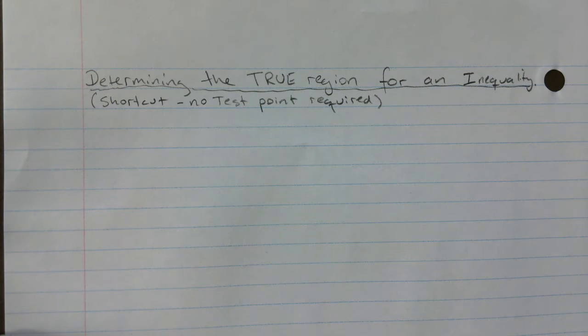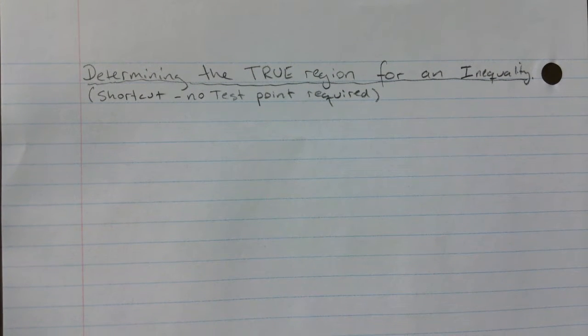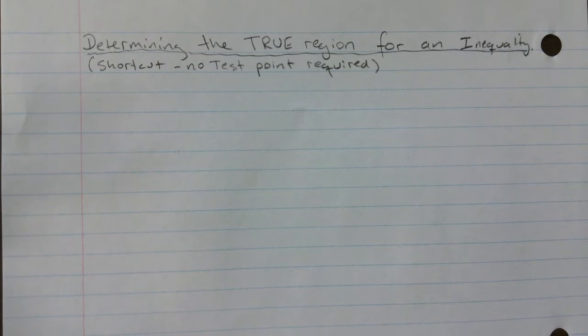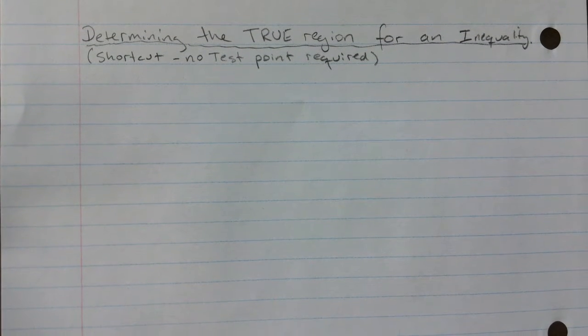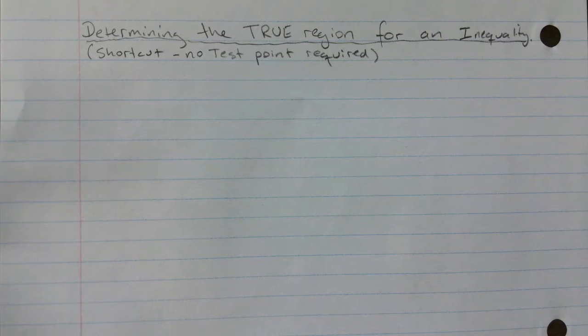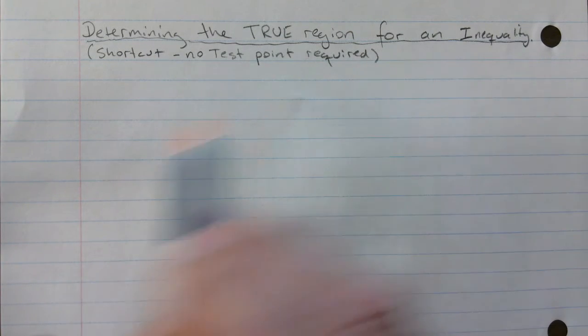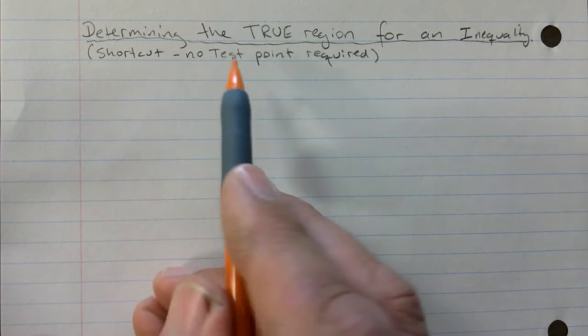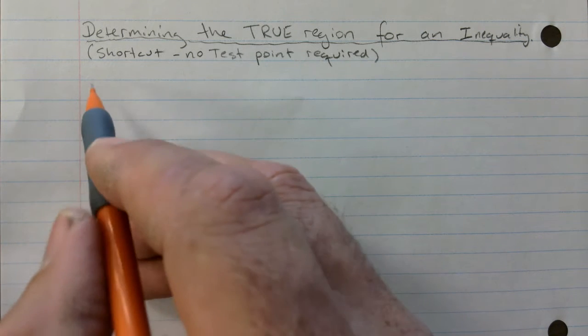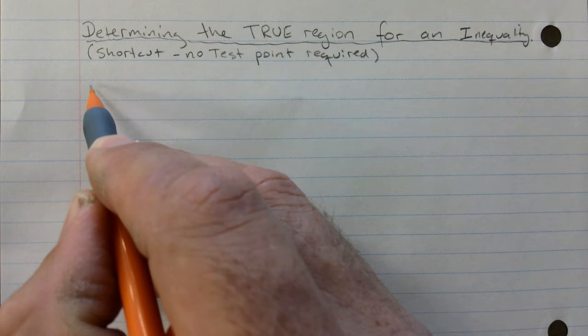So up until now, we used our test points to figure out where the true or where the false region is. But our main objective is to find the true region. That's really what we're after. So determining the true region for an inequality, shortcut, no test point required.